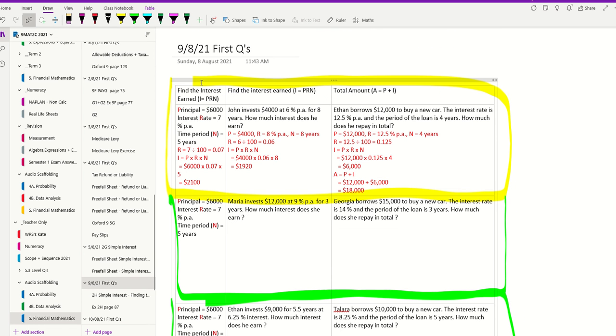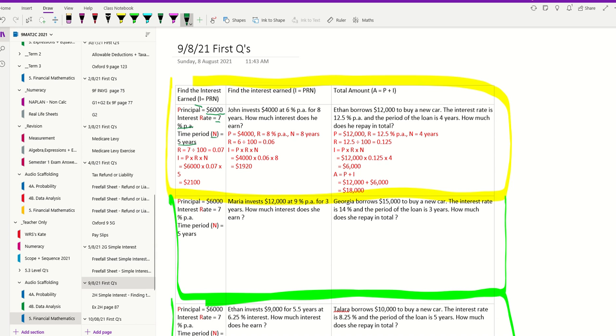The first one here, we're finding the interest rate earned. So we're looking for I. So I equals PRN, which is principal times rate times the number of terms. So our principal, $6,000 in this one. Our interest rate, 7% per annum. And our time period, 5 years.